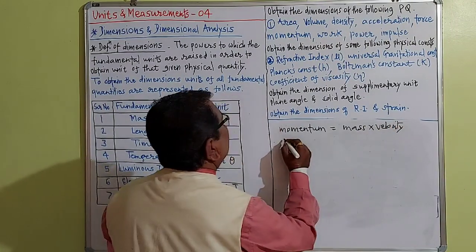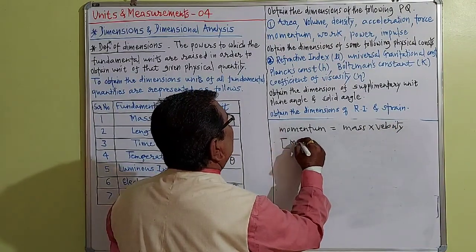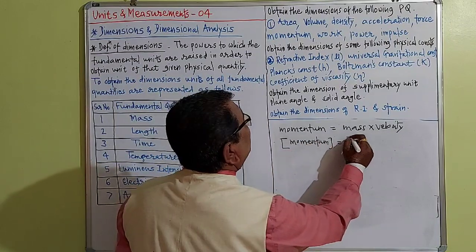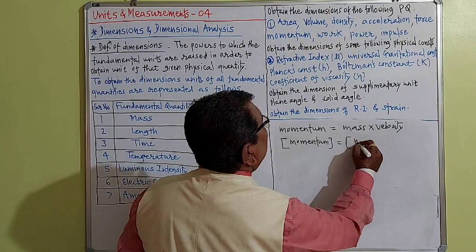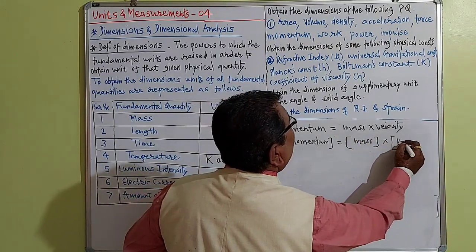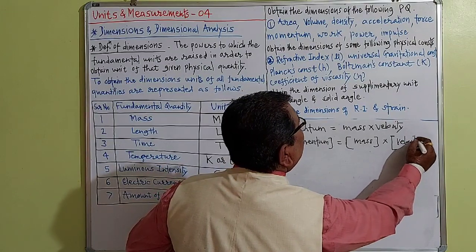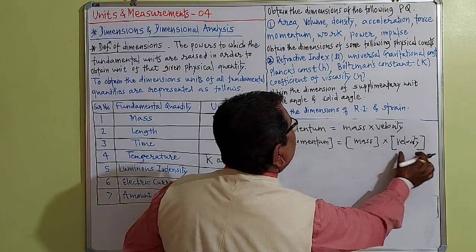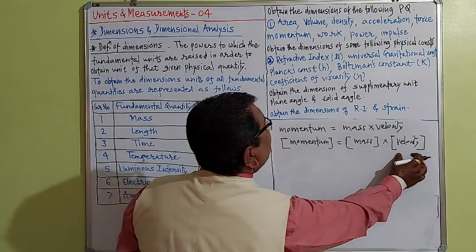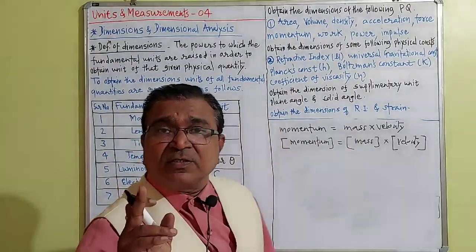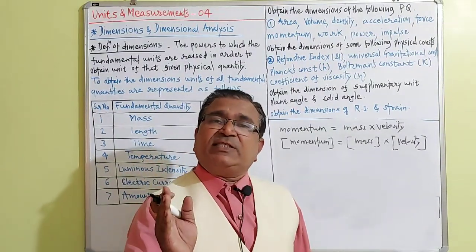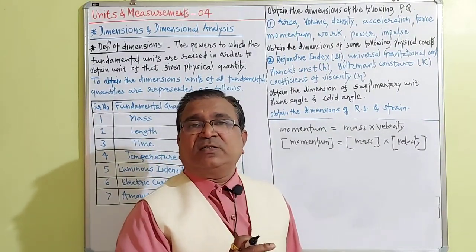Mass into velocity. Put the dimension sign on both the sides. So momentum is equal to dimension of mass into dimension of velocity, like this. This is the dimension sign. The dimension sign should be on both the sides. Remember well, dear student, dimension sign should be on both the sides, LHS as well as on RHS.